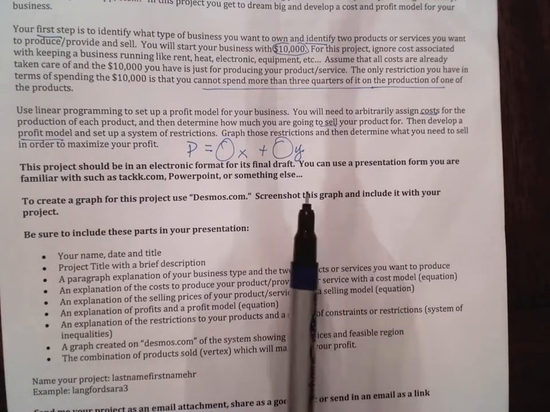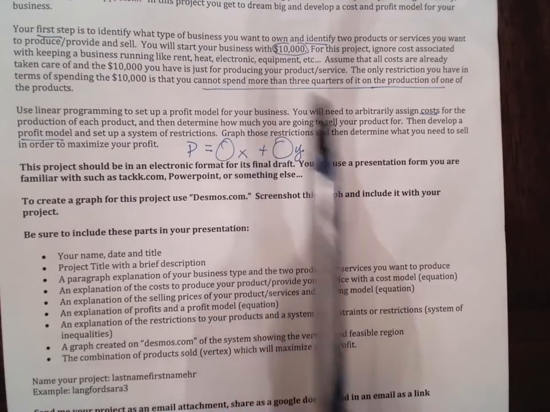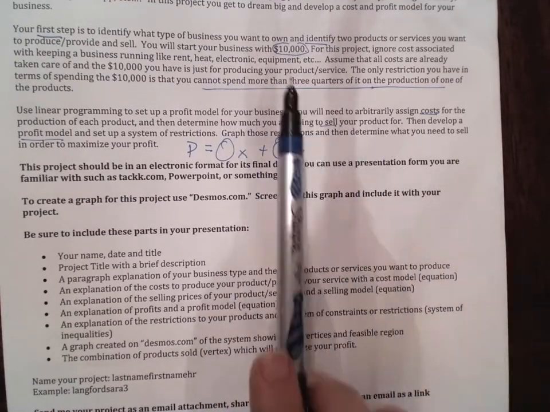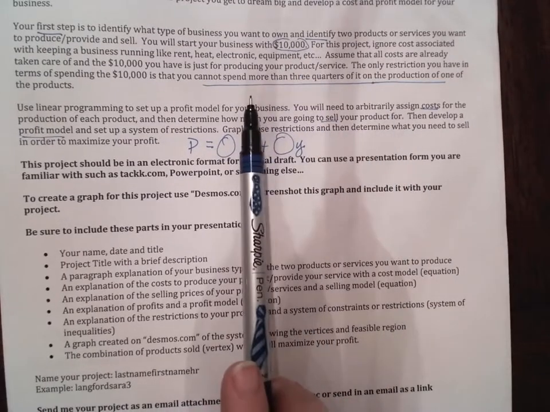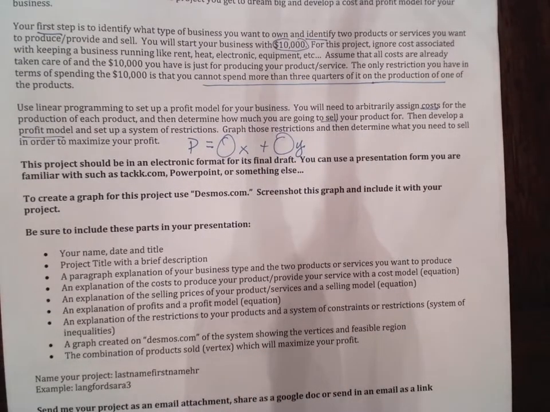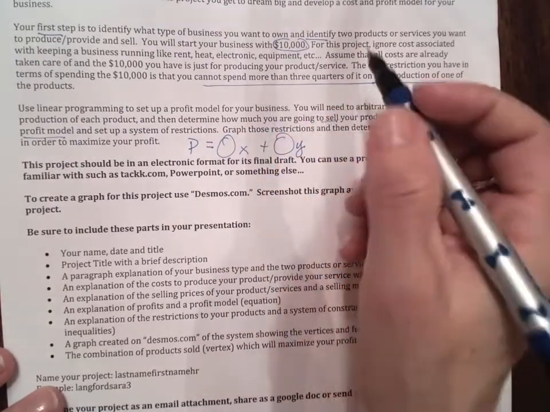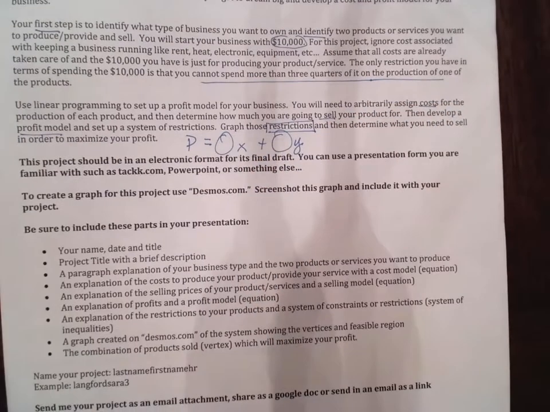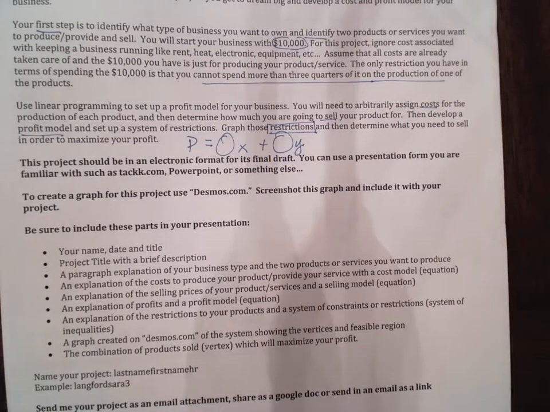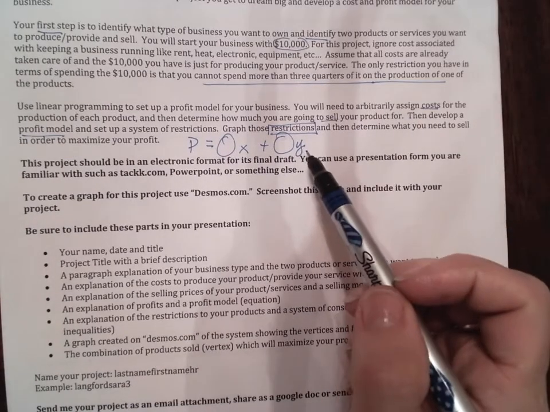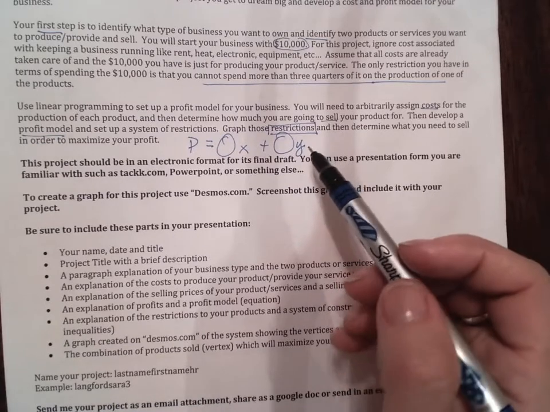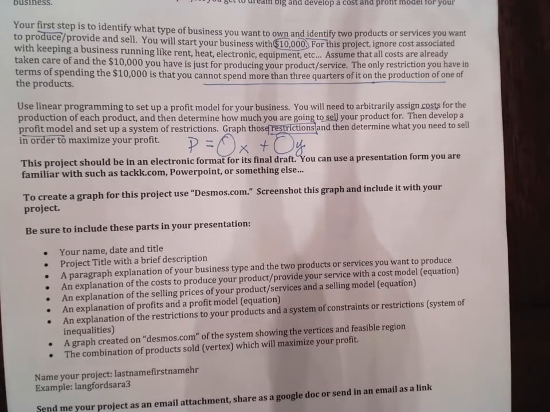You're going to take your restrictions that you create. So you're going to arbitrarily create restrictions. So you're going to use the $10,000. You're going to use not being able to spend more than 3/4 of it. And then if there's any other restrictions that you believe might occur just because of the nature of your business, you include those in your inequalities, and then you're going to graph those on Desmos, just like we have done with the practice problems. You're going to pick out those vertices, plug them into your profit equation, and show which combination of products or services will maximize.